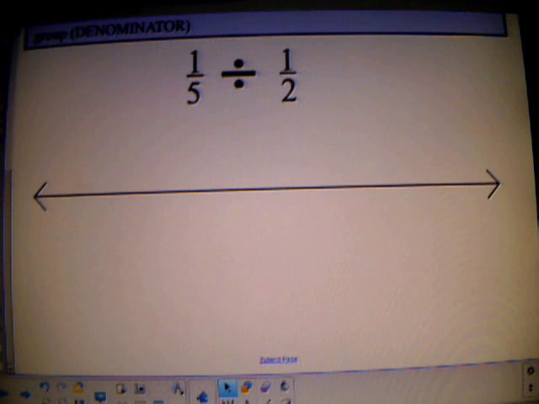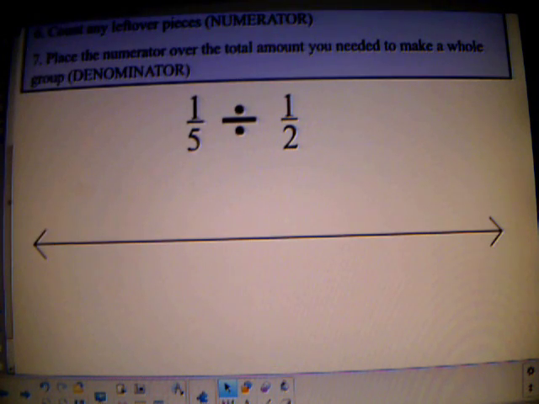On your paper, make sure you have this problem, 1/5 divided by 1/2. List that problem on your paper. Also, draw this number line on your paper. Leave a little room between the number line and the problem because we're going to be marking on the number line and writing above it and beneath it.